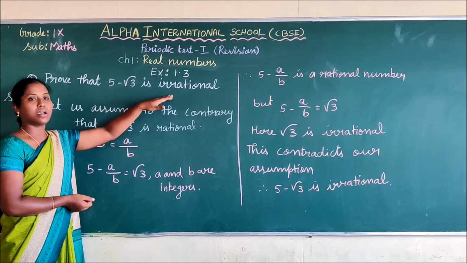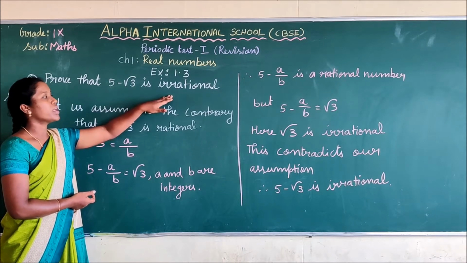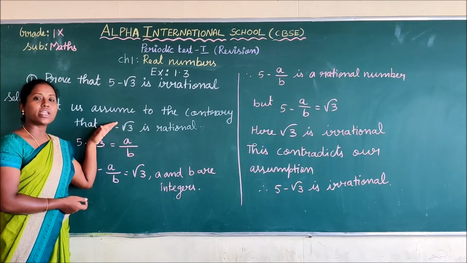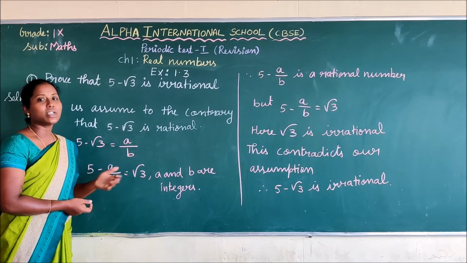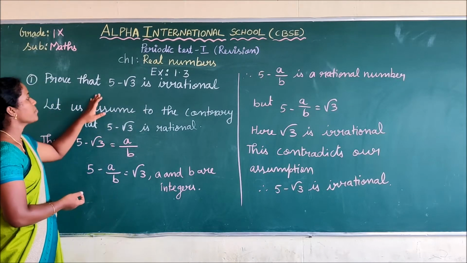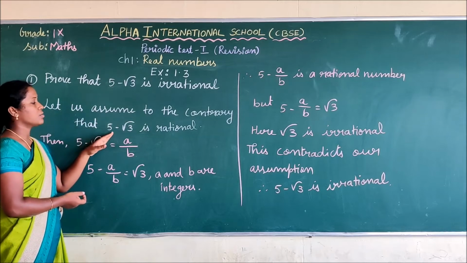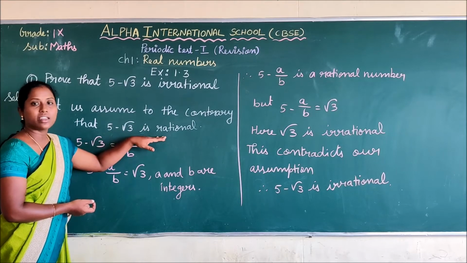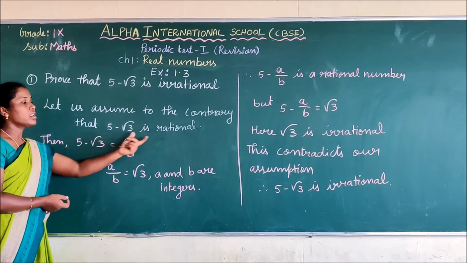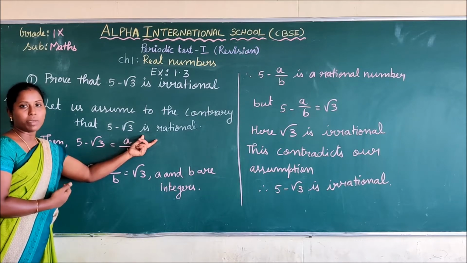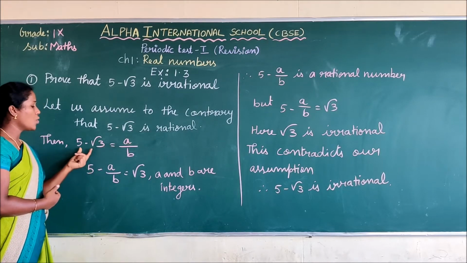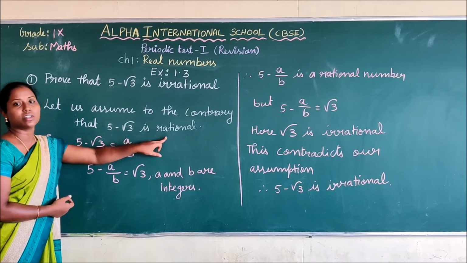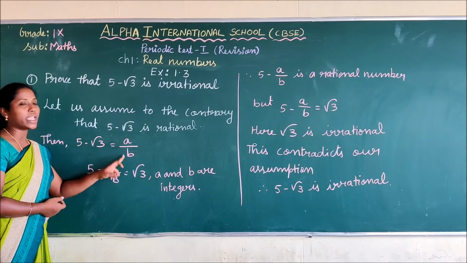To prove whether it is irrational or not, we are making the contrary assumption here. For all the problems we take the contrary assumption, and only then do we prove whether it is irrational or not. So let us assume to the contrary that 5 minus root 3 is rational. Now if any number is rational, it can be expressed in the form of P by Q or A by B, isn't it? So 5 minus root 3 is equal to A by B, because we assumed that it is rational.